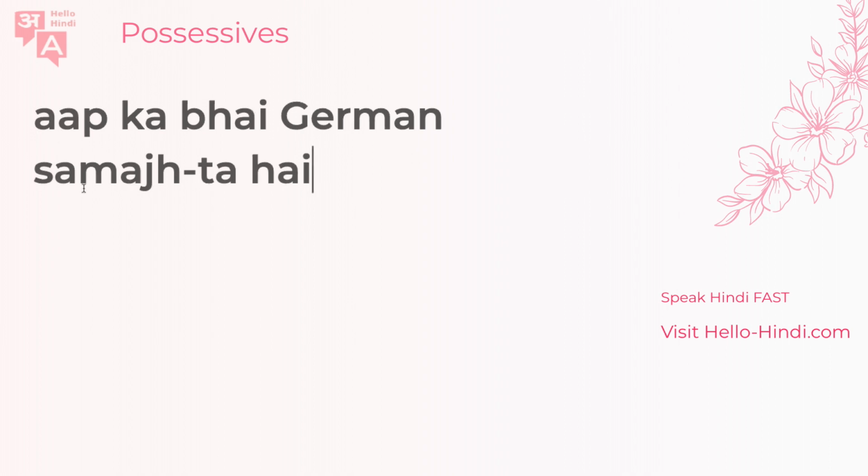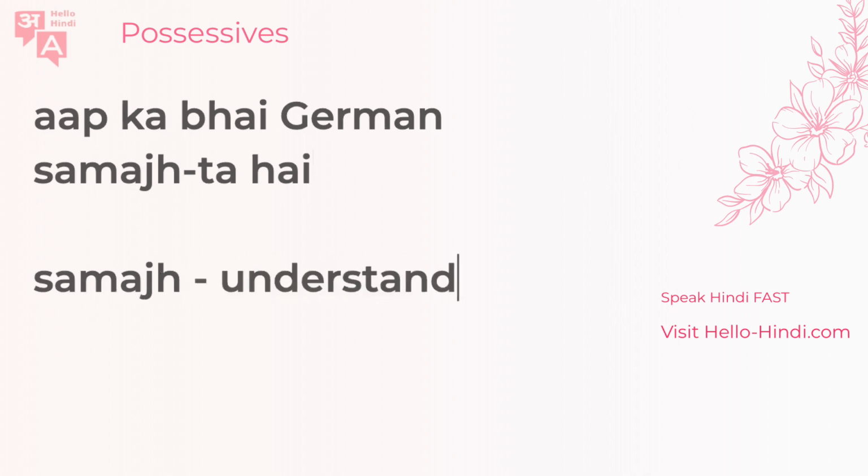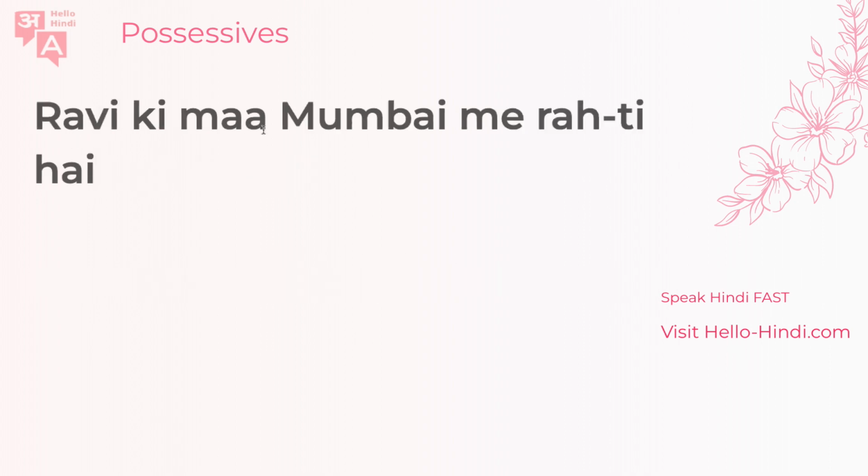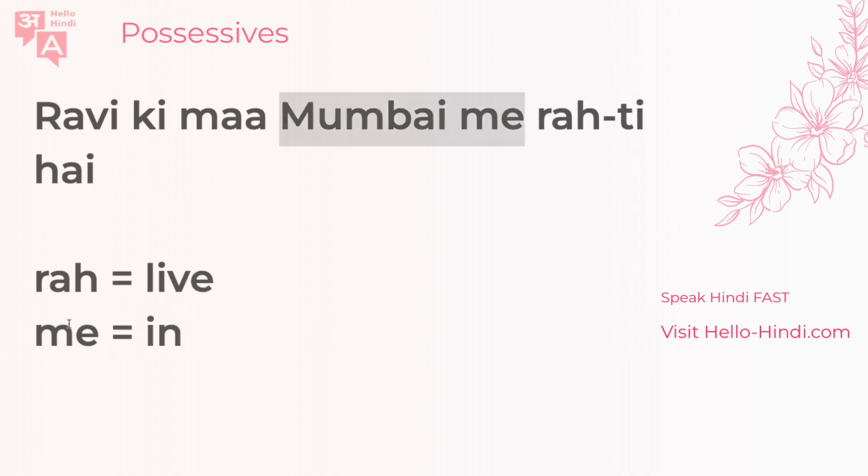How can you say Aapka bhai German samajhta hai? The word samajh means to understand. So what would this mean? Ravi ki maa Mumbai mein rehti hai. Rah, you've seen this before. We've encountered this. Rah means to live. And mein here means in. Mumbai mein means in Mumbai. Ravi ki maa Mumbai mein.